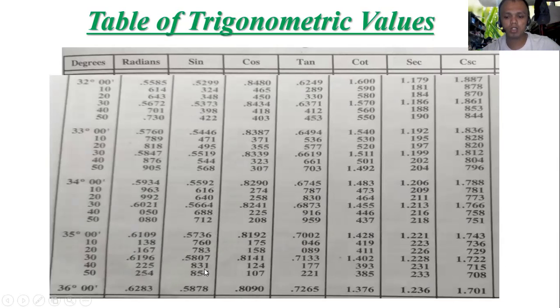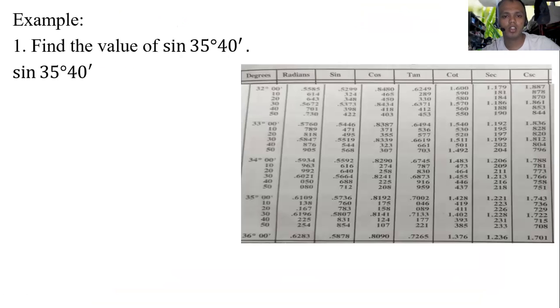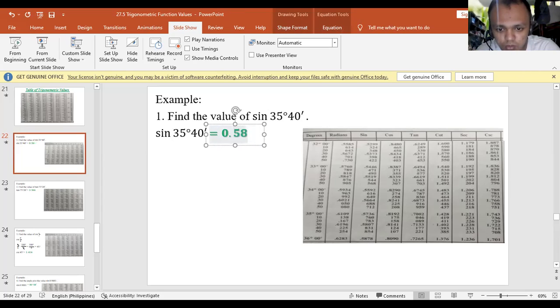So the value, this is it, for 35 degrees and 40 minutes. Actually, this is the one: 0.5831.